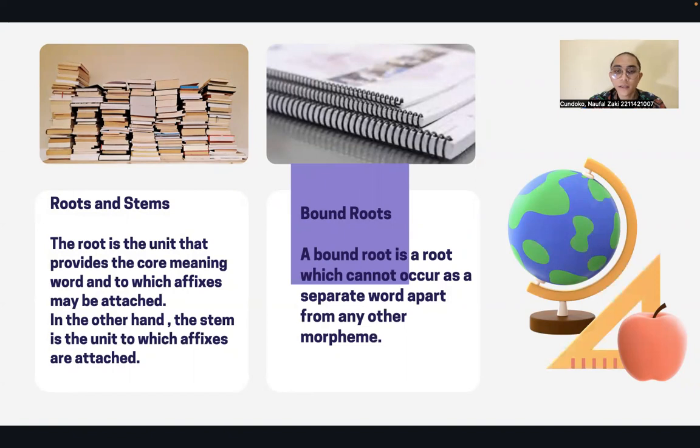The next one is the bound roots. A bound root is a root which cannot occur as a separate word apart from any morpheme. The example of bound roots is viv in Latin, which becomes vitamin, vital, and vivid.